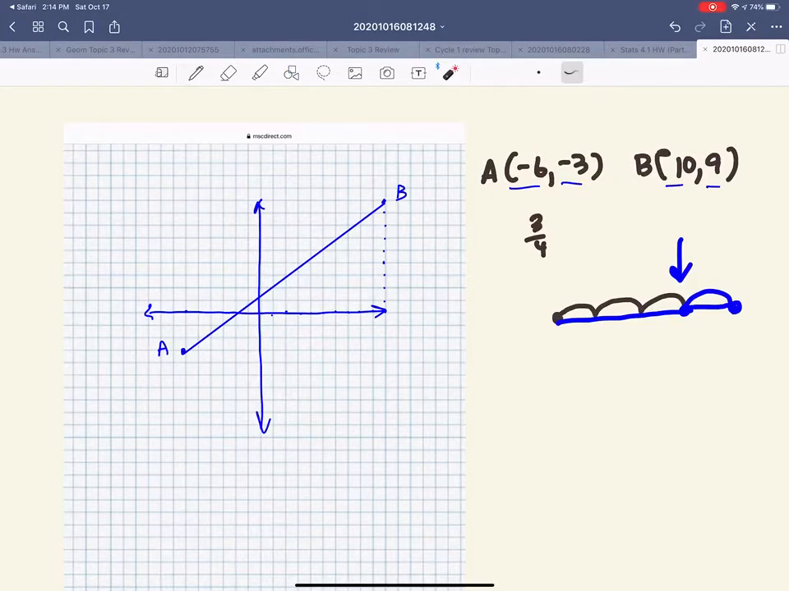So some students might be able to say, okay, well, that's halfway there, so I can cut those in half. So I want to go 1, 2, 3/4 of the way there. And they might say, oh, there it is. There's my coordinate, 3/4 of the way there, just by eyeballing it.